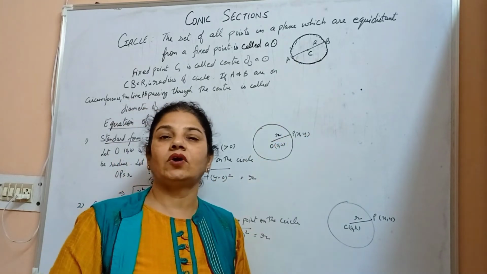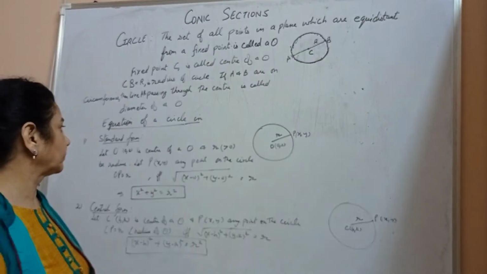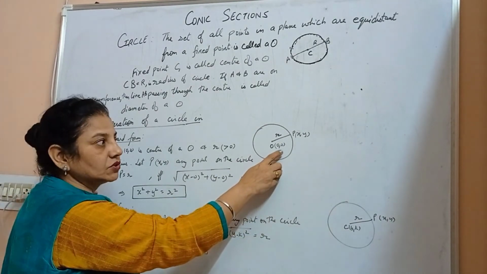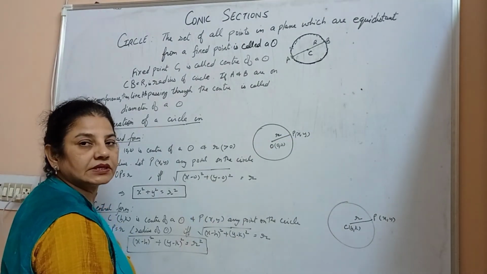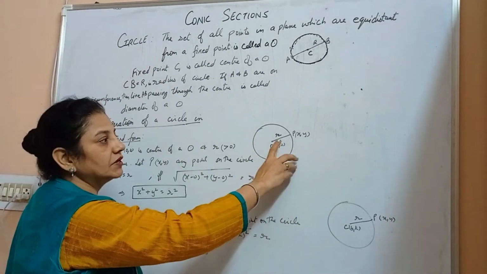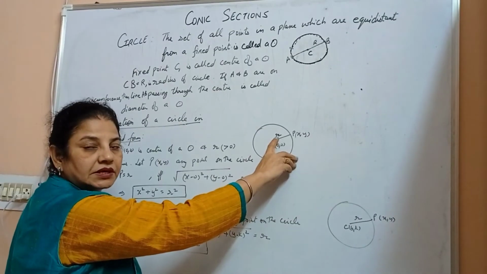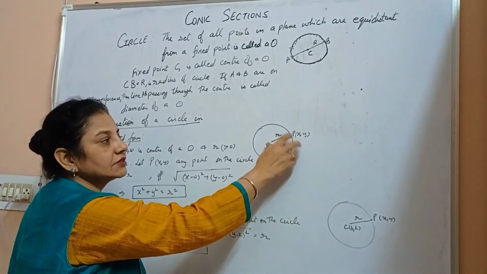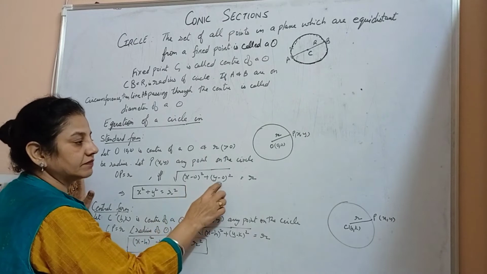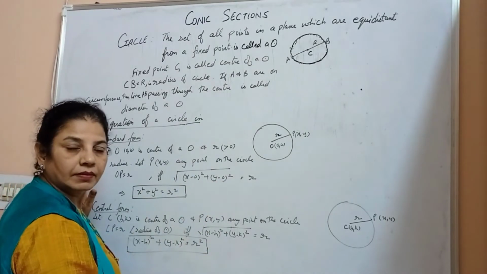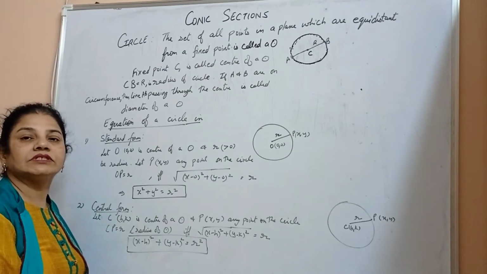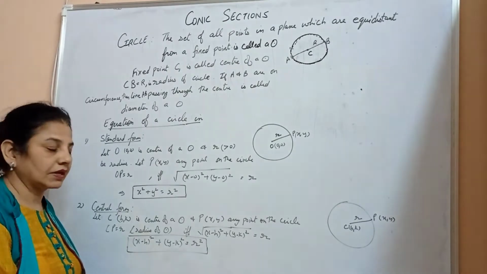The equation of a circle in standard form. Let O be the center of a circle with coordinates (0, 0), and P be any point on the circle with coordinates (x, y). Then, according to the definition, OP is the radius of the circle, and the distance OP by the distance formula is given as the square root of (x minus 0) whole square plus (y minus 0) whole square, which should be equal to r. Now, squaring both sides, we get x square plus y square is equal to r square, which is the standard form of a circle.